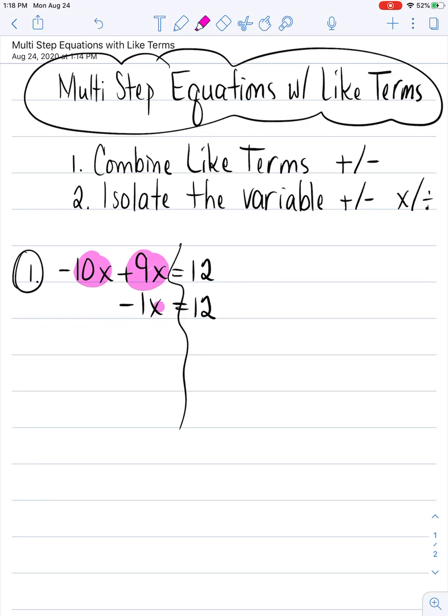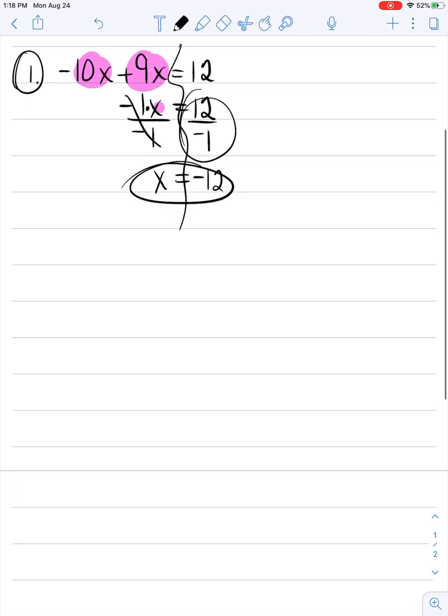And now it's back to what we did in the last lesson. So find your variable. I see times negative 1. So to isolate that, I'm going to divide both sides by negative 1. So x equals 12 divided by negative 1, which is negative 12. So the solution to this equation is negative 12. Number 2.